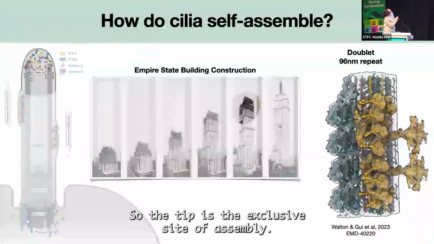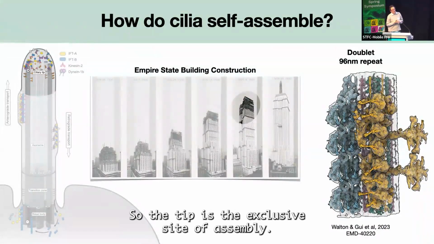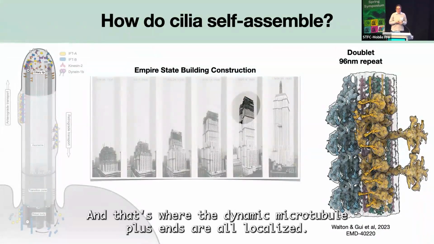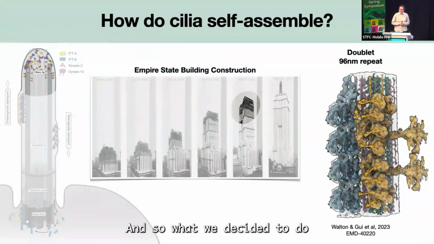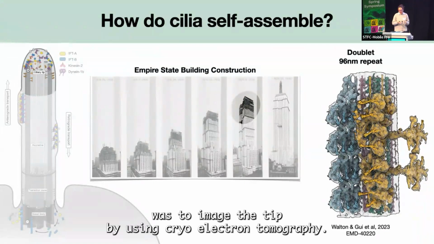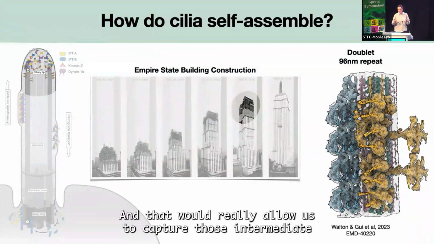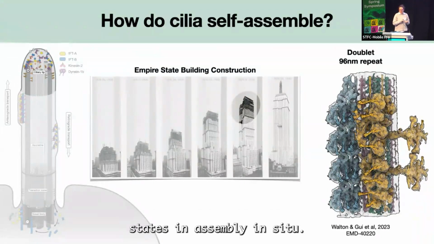So the ciliary tip is the exclusive site of axoneme assembly, and that's where the dynamic microtubule plus ends are all localized. So that really is where all the action is happening. And so what we decided to do was to image the tip by using cryo-electron tomography, and that would really allow us to capture those intermediate states in assembly in situ.